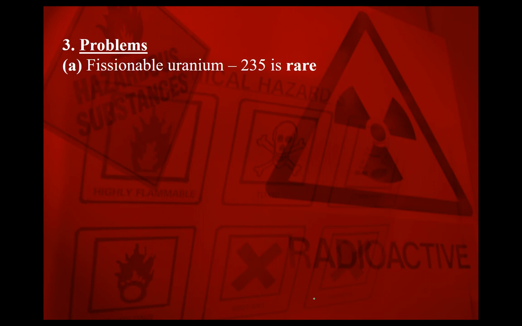Now, although we can do nuclear fission, and it produces a tremendous amount of energy, there are a lot of problems associated with it. Okay, the first problem is that uranium-235 is rare. We actually have talked a little bit about this before.